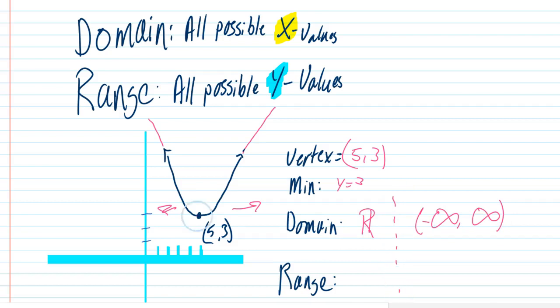Now the range is only starting at a certain point and then going up. So your range is starting down here at 3 where your vertex is, but the graph is going up forever and ever. It's never going to stop. So your range is y is greater than or equal to, because we're including that point, 3. In set notation, you would have a bracket starting at 3 going to infinity, and then you close in parentheses. Remember, you can contain a 3, it's or equal to, but you can never be equal to infinity, and that's why we use the parentheses.